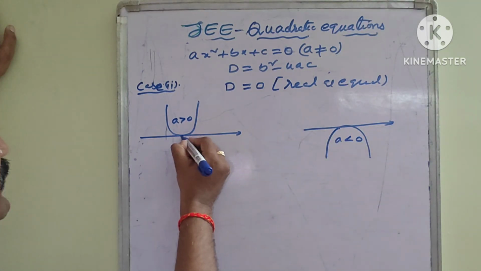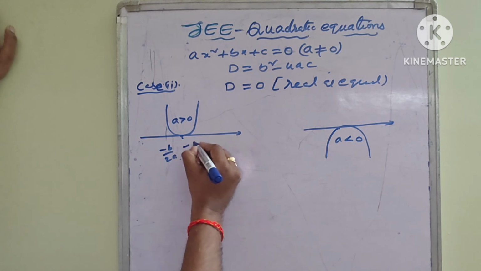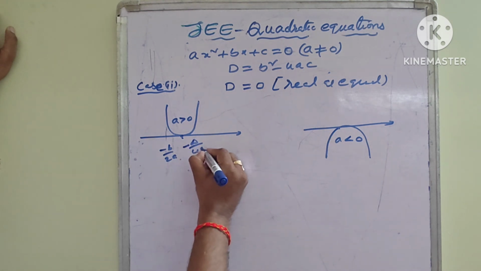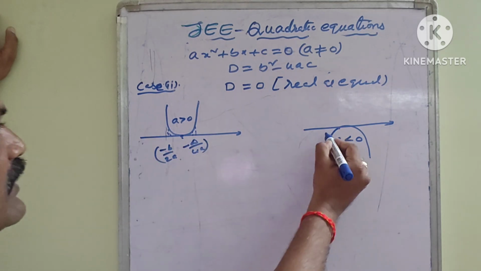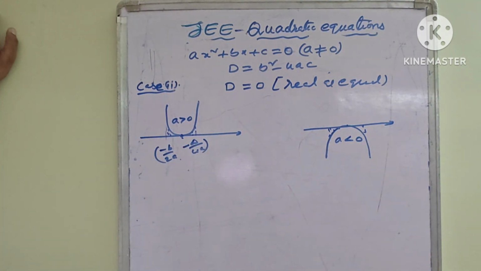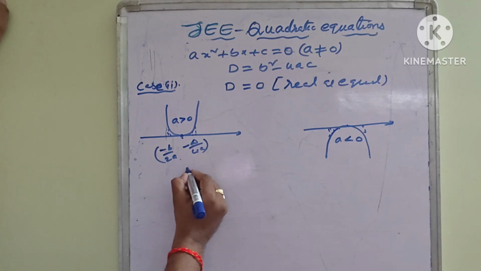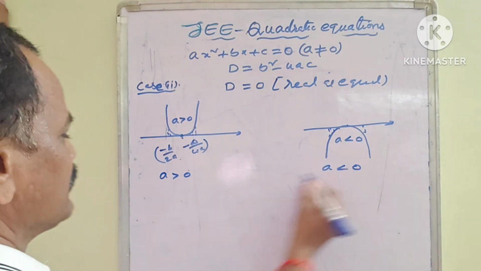So this is the vertex. Now the vertex is minus b by 2a and minus delta by 4a. Now this is the area. Here this is the area. Now this is the point. Here a is greater than 0, here a is less than 0.